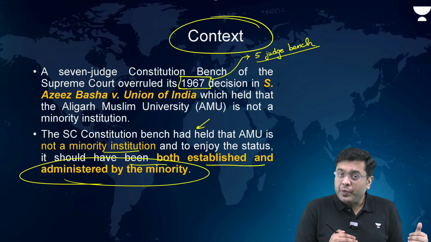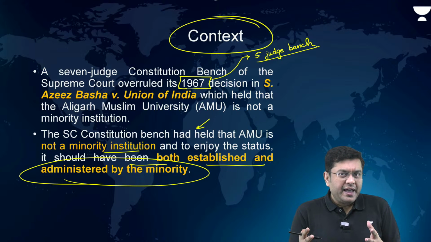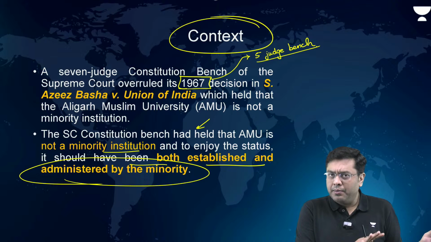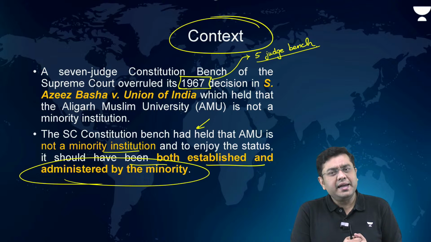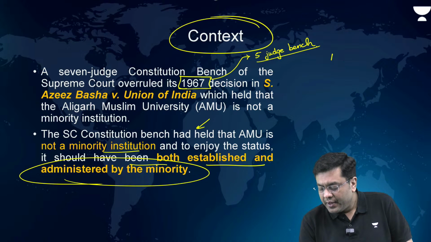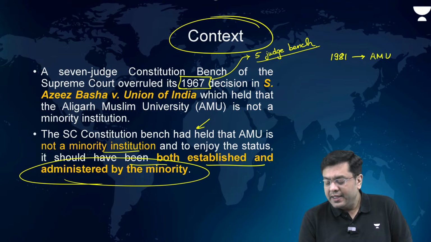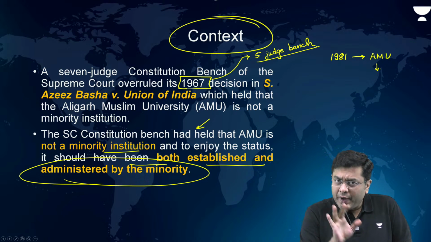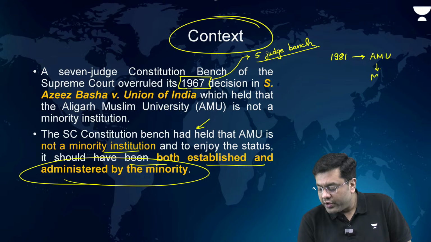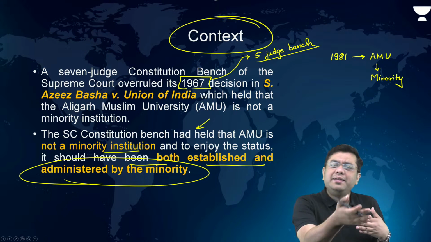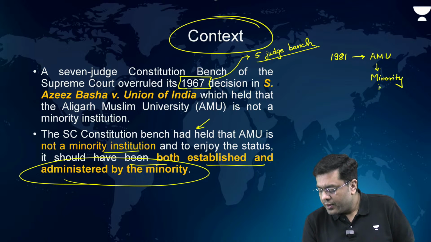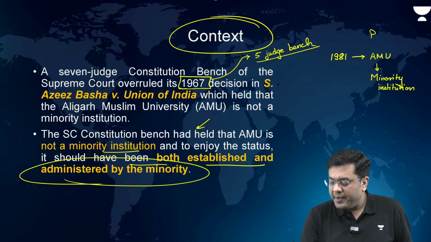Now, that is where Parliament made a law, the AMU Act, in 1981. In 1981, Parliament formed a law for AMU, right? And that provided it with the identification as a minority institution, just in order to counter this Supreme Court judgment. Now, this was a law passed by Parliament.